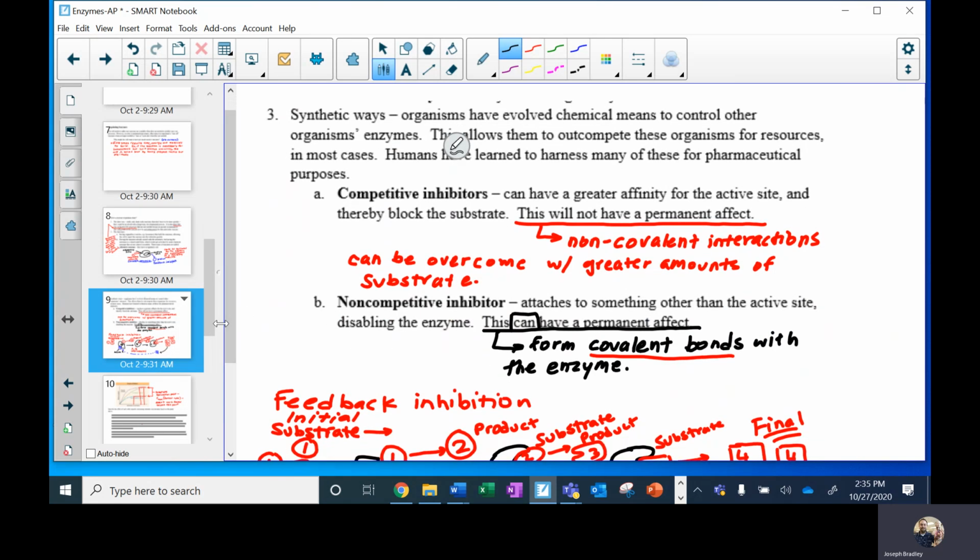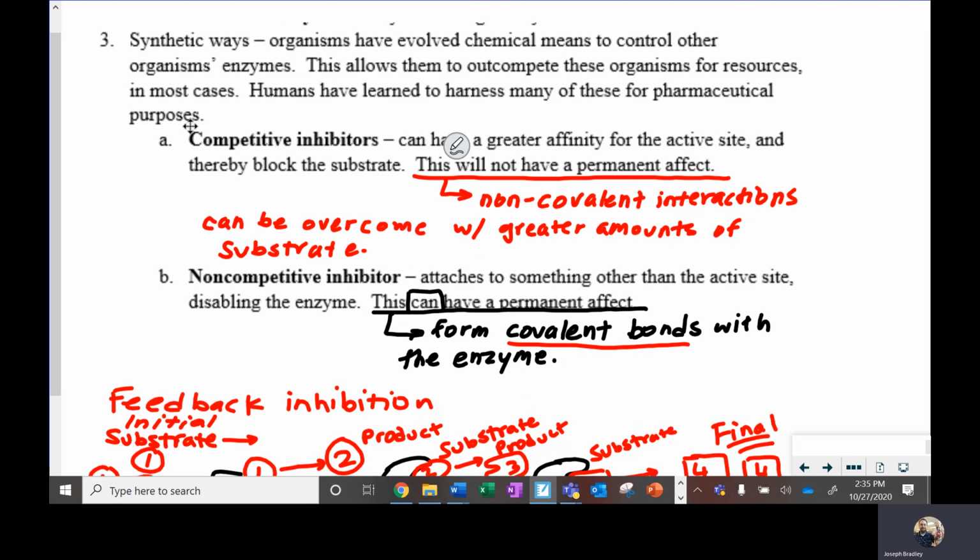So then there are synthetic ways. As it says, organisms have evolved chemical means to either control other organisms' enzymes or even control their own. So humans have learned to harness many of these for pharmaceutical purposes.